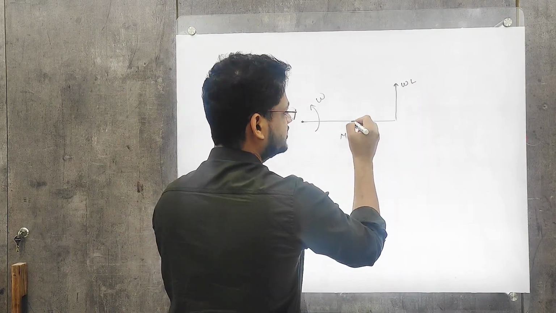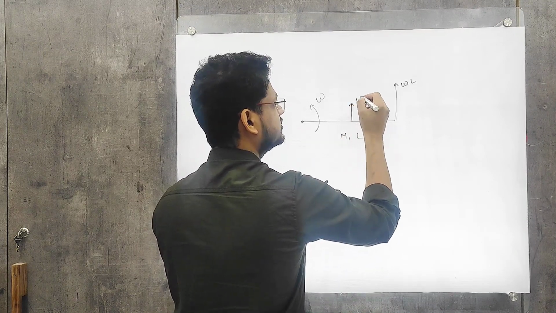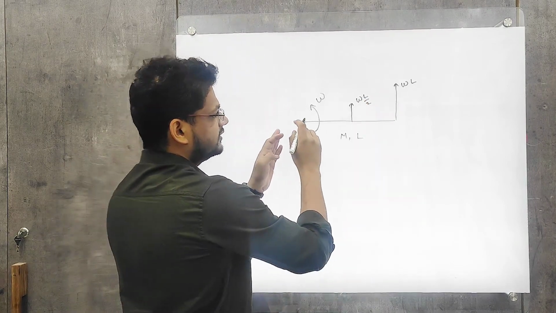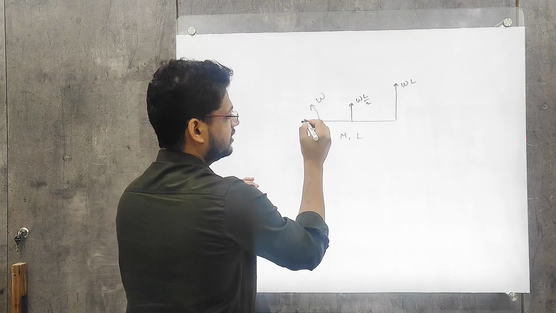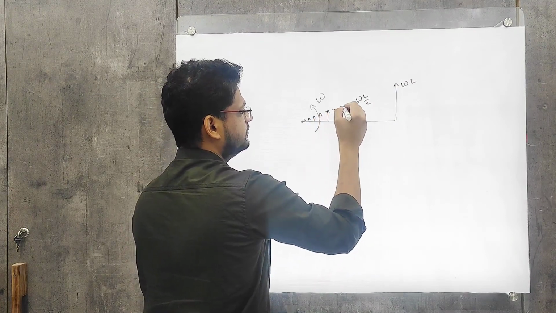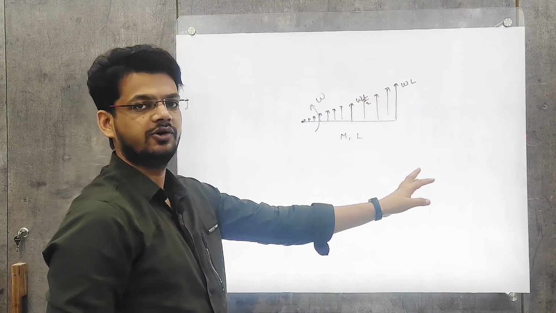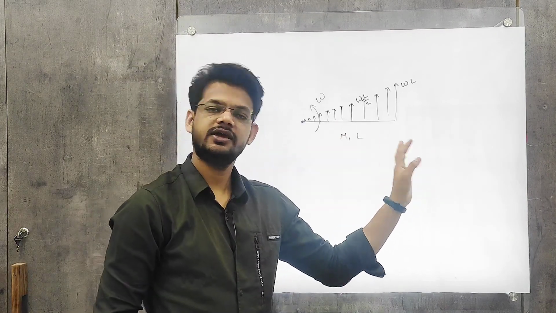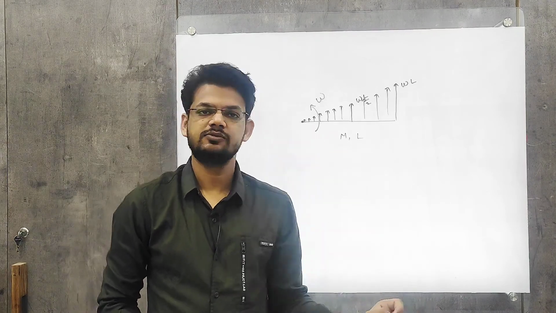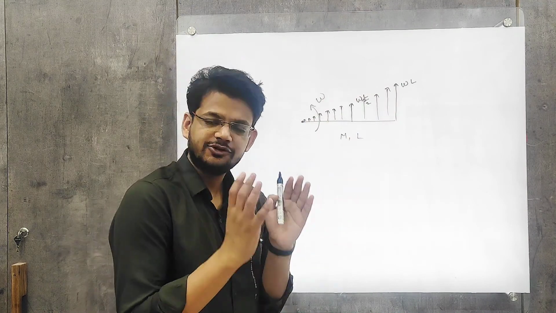Now what about this point? Let's say this is the midpoint. So the velocity will be equal to what? Omega into L by 2. So similarly the velocity variation is linear. Every point in this rod will be moving with velocities in increasing order. And how many points are there? Infinite points. What is the size of those points? Infinitesimally small. So this diagram was just to explain what is actually happening.